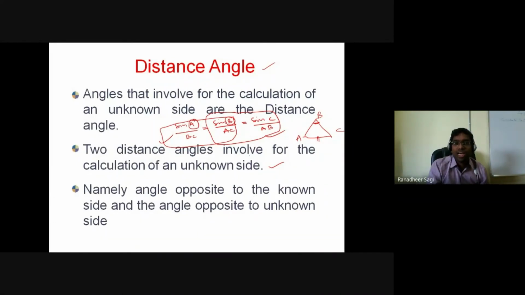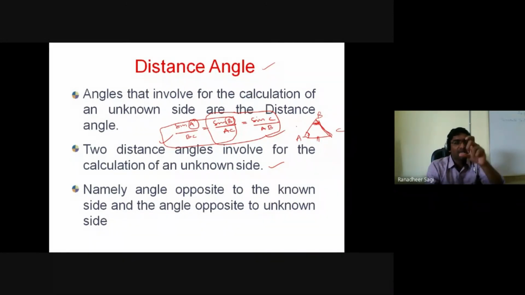Okay. So I said angle at A, angle at B, I am going to be making use of. Now, how is this angle at A? It is opposite to that of a known side, BC length. I should be knowing. Without knowing BC length, I cannot go on to find out your AC length. So angle at A is said to be an angle opposite to that of a known length, and angle at B is said to be an angle opposite to that of an unknown length.